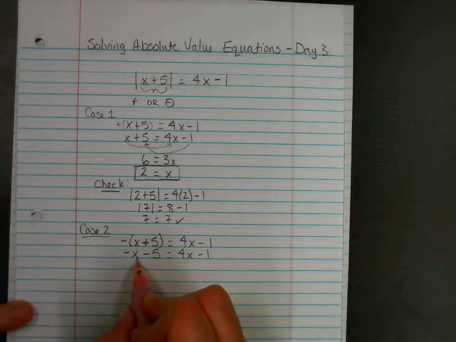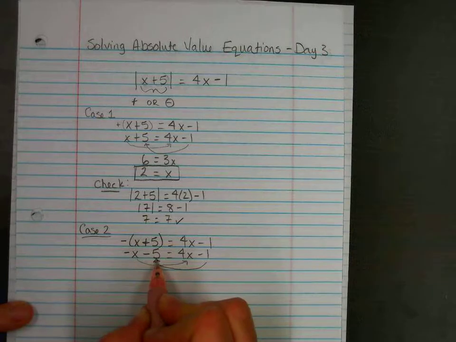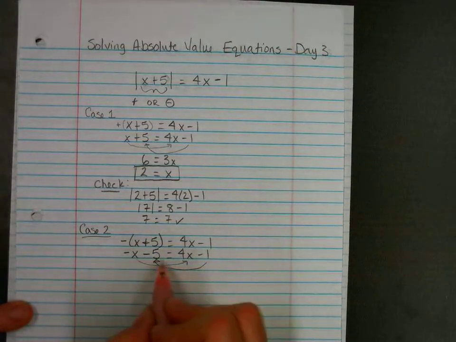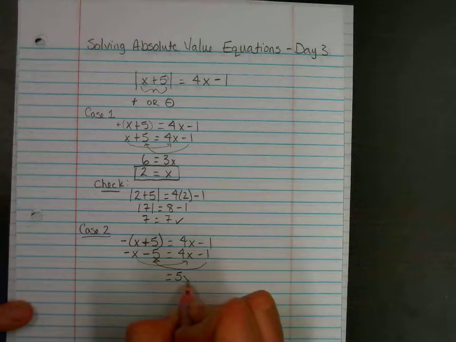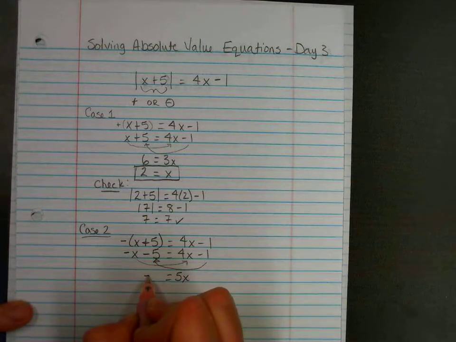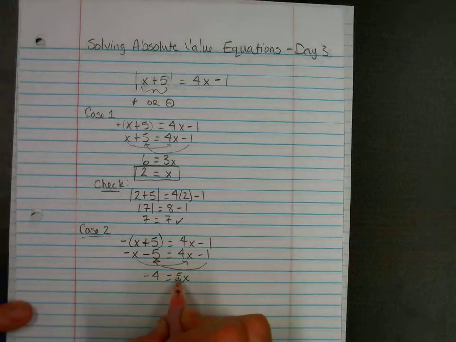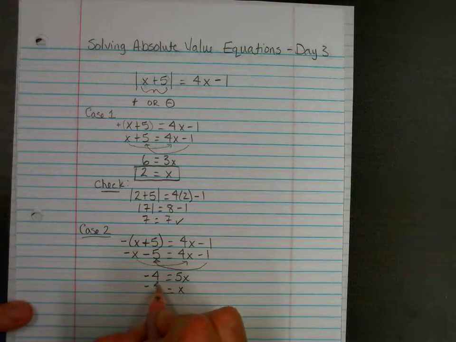So again, we're going to move our x's to one side, our numbers to the other side. 4x plus x leaves me with a 5x. Negative 5 plus 1 leaves me with a negative 4. I'm going to divide both sides by 5, and x is equal to negative 4/5.